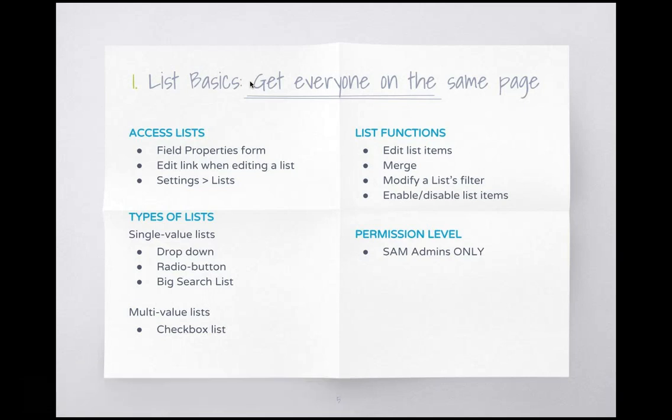Some of the things we're going to talk about is how to actually access a list, then the different types of lists that you'll see in the system. There are single value lists that allow a user to select only one option from the available options. There are a couple of different types of those lists, and then there is the multi-value list, which is only one type, which is a checkbox list. I'm going to go over some of the list functions, so this can be used for basic or for advanced folks.